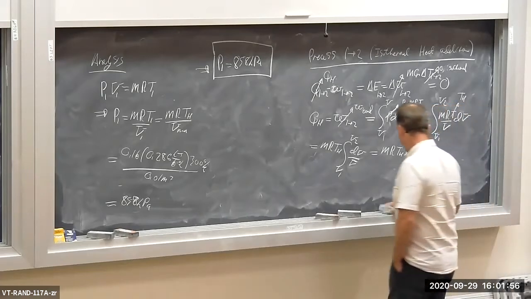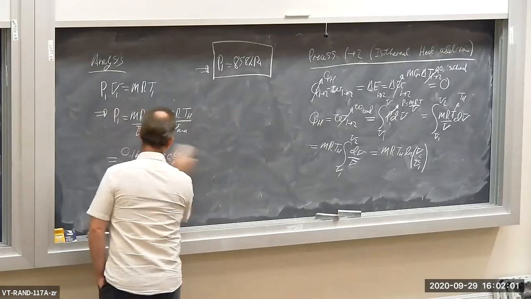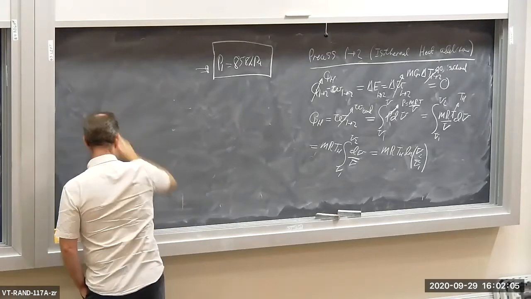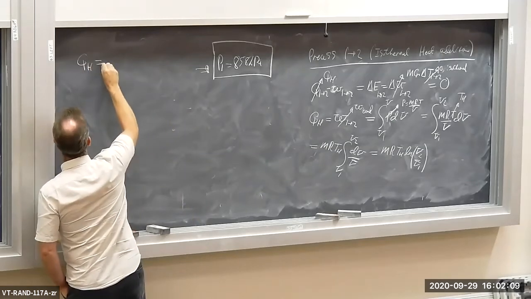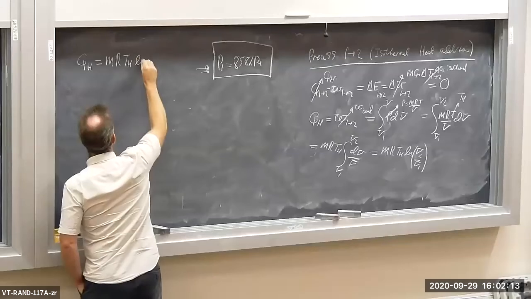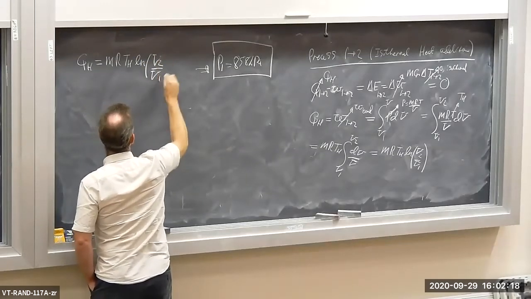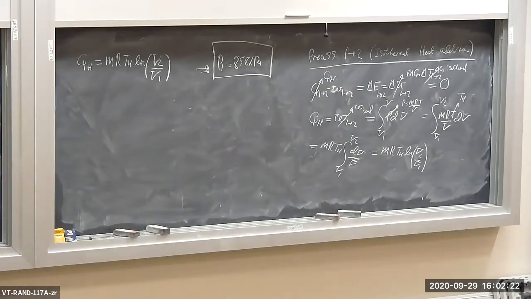Now let me write this over in the corner here. It's going to be an important relationship. Let me just write it right in the corner out of the way. Q high equals mRT high natural log V2 over V1. Okay? That's going to be our governing equation as far as calculating the heat transfer from the high temperature reservoir.